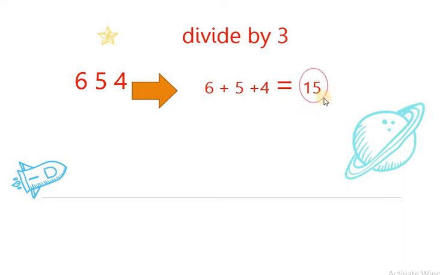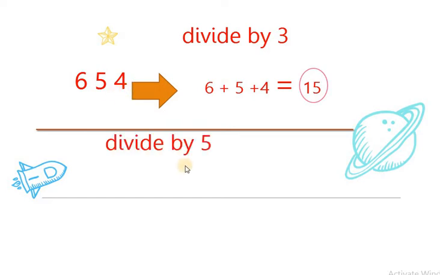And I look for this 15 in the table of 3. I can find 15 in the table of 3, so it can be divided by 3. And it can also be divided by 2 because it ends with an even number.